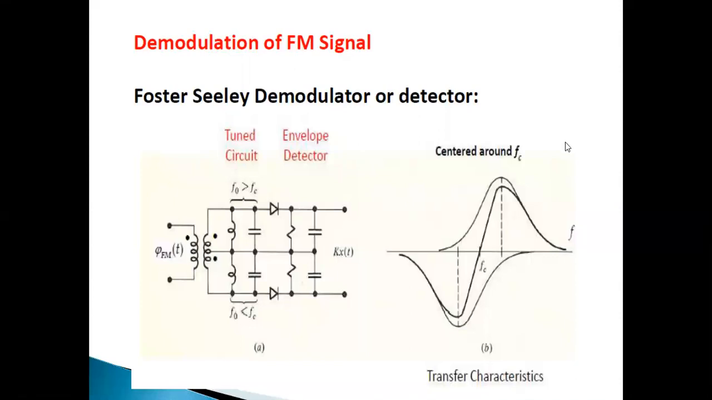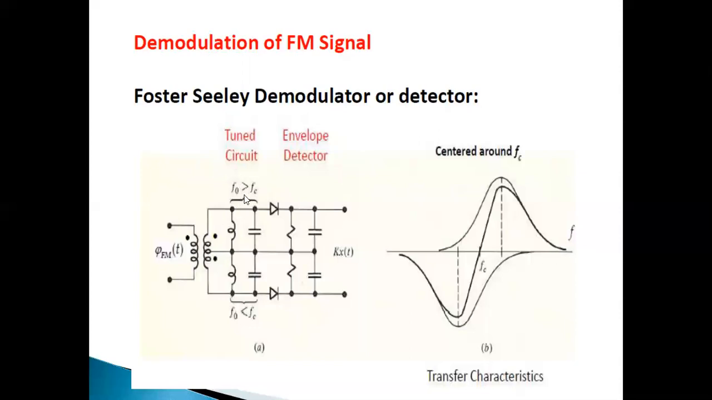For that, we need to consider, same as before, one tuned circuit. This is the tuned circuit, tuned up to the level of the carrier frequency fc, and an envelope detector, two parts. This is the tuned circuit, and this part is represented as the envelope detector. Now we are considering the FM signal here, and it will be processed through like this.